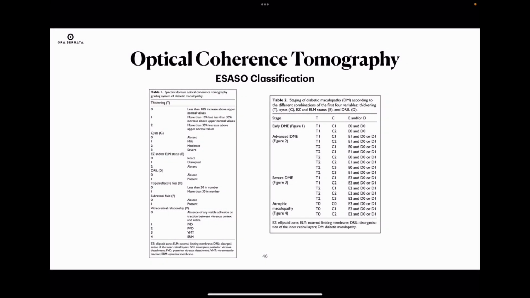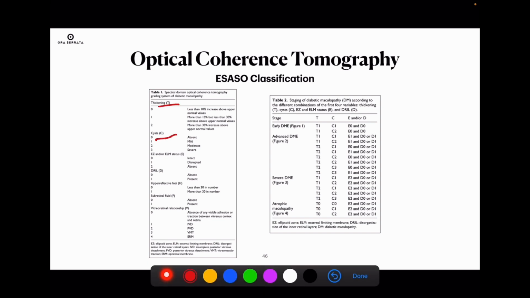This ESASO classification also gives scoring for the various components, that is thickening, cyst, EZ or ELM status, DRIL, hyperreflective foci, subretinal fluid, and vitreoretinal relationship. And all of this scoring can give the staging, that is early, advanced, severe, and atrophic.